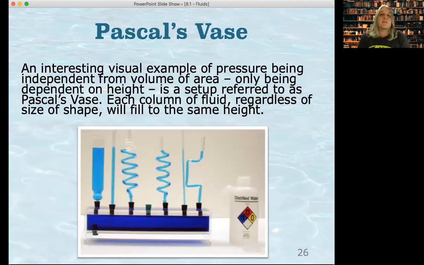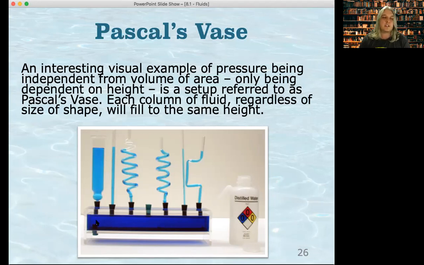A good demonstration of this is Pascal's vase, or vase, depending on how you prefer to pronounce it. And the idea here is simply that it doesn't matter how much volume of water is in each different pathway for the liquid to go upwards. All that matters is that it ends up being the same depth. And the reasoning for that is that if the pressure depended on the volume, then you'd get a different pressure below this left-hand pathway than you would below the next pathway.